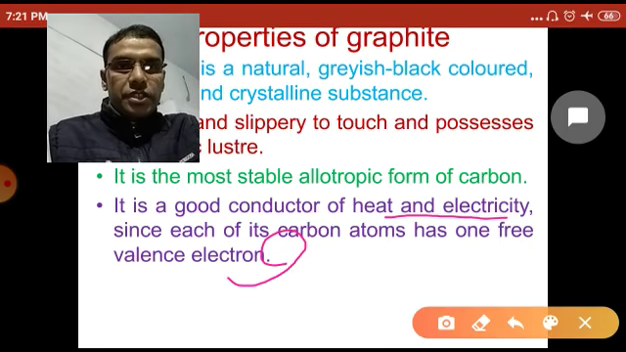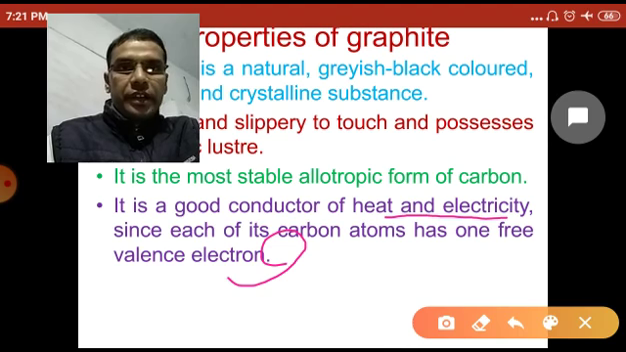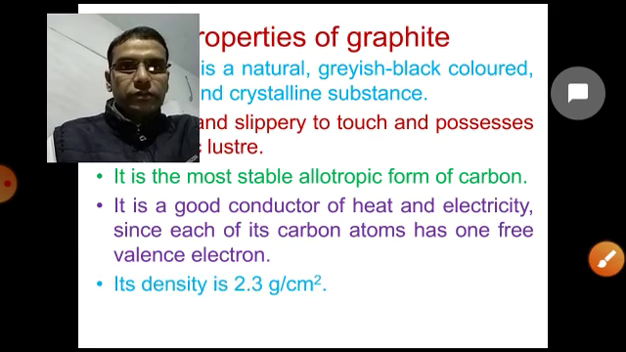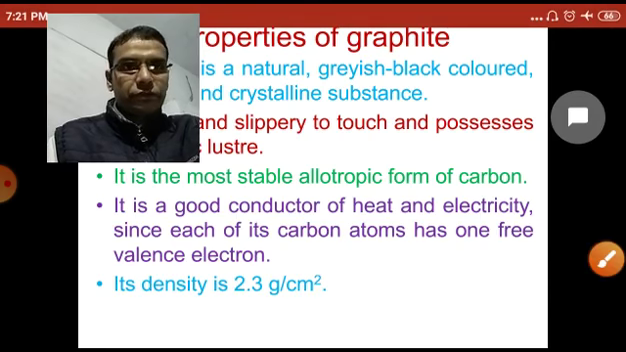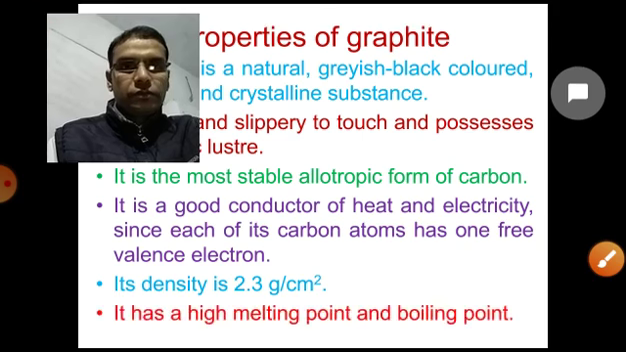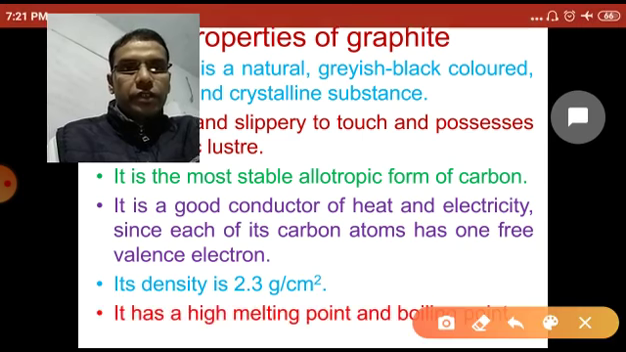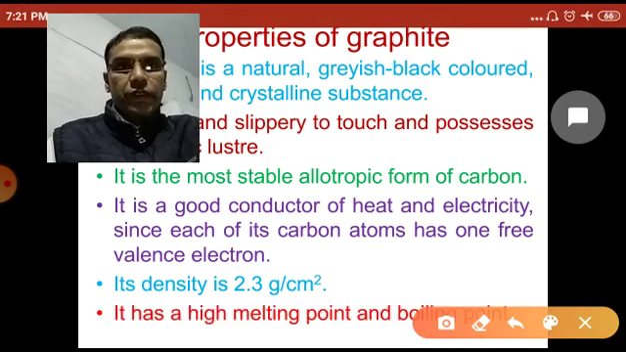That valence electron is able to conduct the heat and electricity in graphite. Now the density of graphite is 2.3 grams per cubic centimeter. Graphite has a high melting point and boiling point.